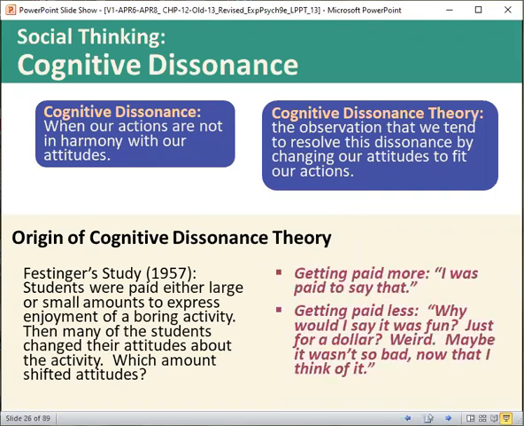So this is what happened. Getting paid more, I was paid to say that. So their attitude really did not change. They know quite clearly, I was paid to say that. But if they got paid less, okay, why would I say it was fun? Just for a dollar? That's weird. Maybe it wasn't so bad now that I think of it. So they had to shift their attitude about that activity to make it justifiable as to what they did and what they experienced. Okay. So that's the thing about cognitive dissonance. When you have the dissonance, it's more likely to change the attitude to fit your actions.